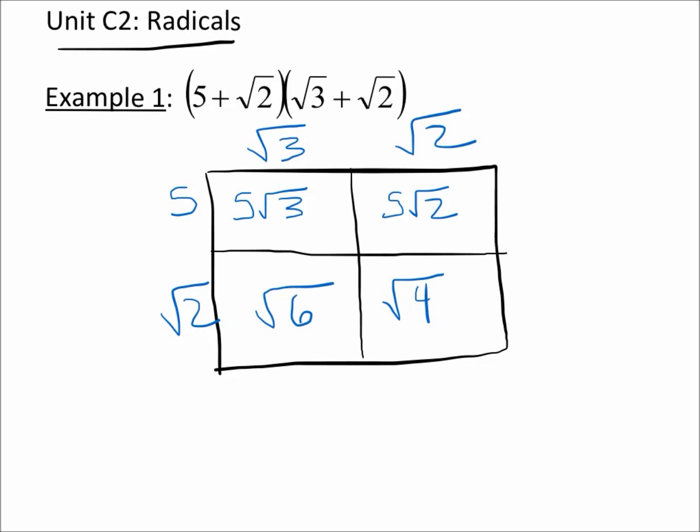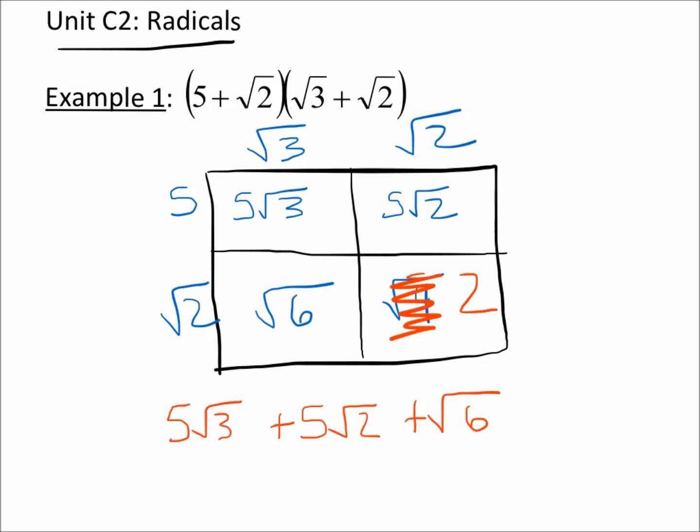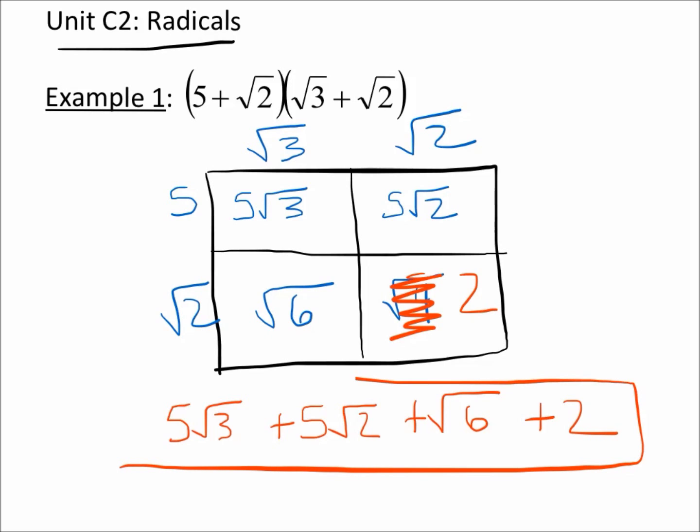And when I'm talking here about the square root of 4, instead of saying square root of 4, what I can really do is call that 2, because the square root of 4 is 2. The last thing we would need to do is just write everything out at the bottom. So 5 root 3 plus 5 root 2 plus the square root of 6 plus 2, and that is going to be our answer. So if we have to multiply two radical expressions like we have here, we can make a box, and then we write out our answer.